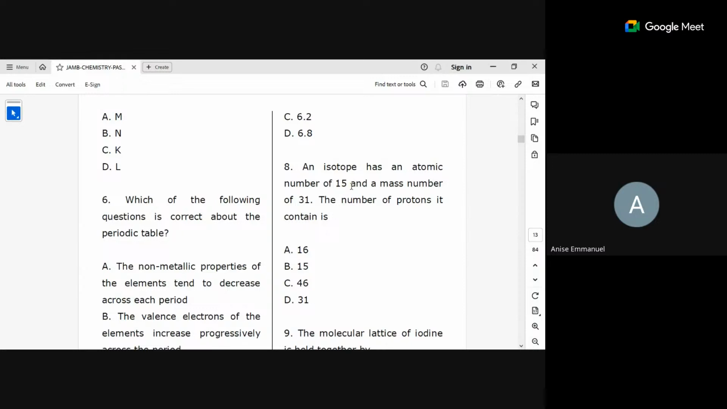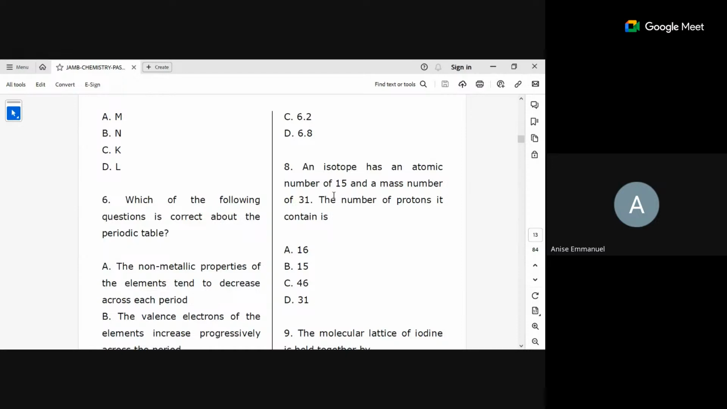and a mass number of 31. So the number of protons it contains is what? The number of protons it contains is dash.